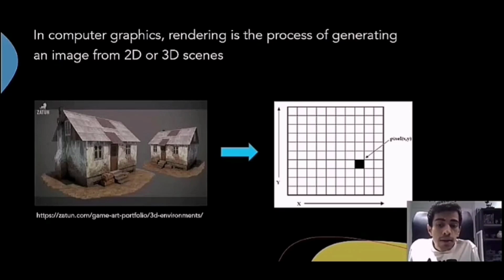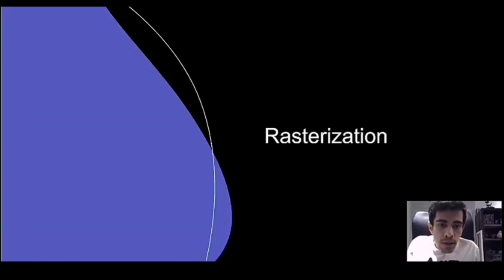So rendering in the context of computer graphics is essentially how do we take all of the scene information that you may have defined in 3D and generate the final 2D image that we see on our screens. One way to do that is what's called rasterization.